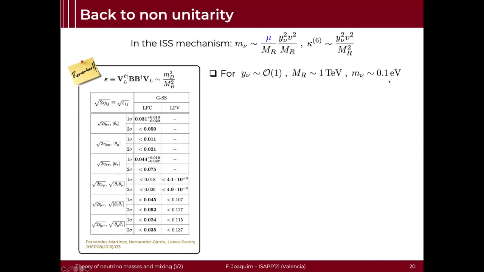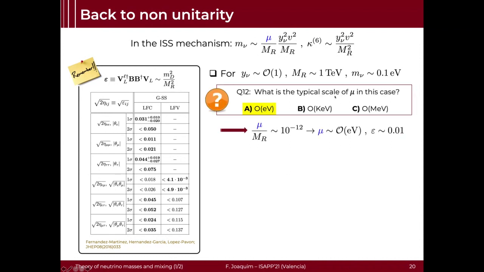So for instance, if the couplings are of order 1, MR is of the order of 1 TeV, and mu is 0.1, so we expect the typical scale of mu to be of the order of the electron volt, okay? So this is the size of the mu parameter that I need, in such a way that I can lower the scale to 1 TeV and keep the Yukawa couplings Y nu at order 1. So this means that epsilon will be approximately equal to 10 to minus 2.